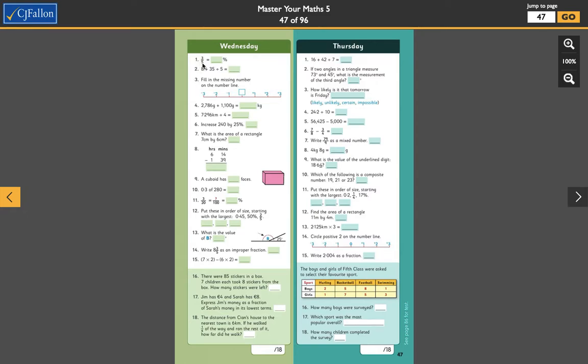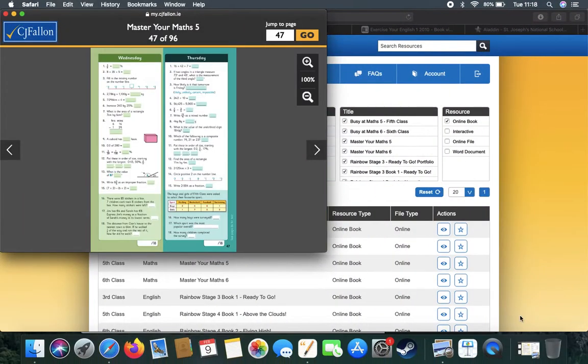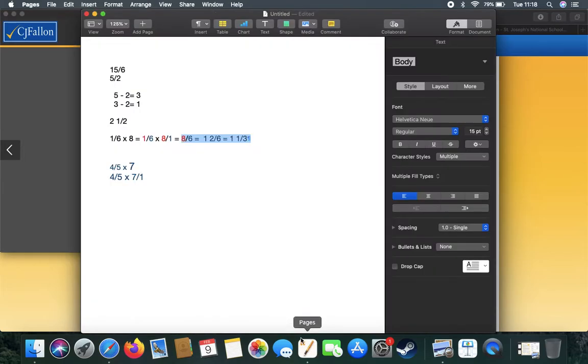For number 1, you're changing 3/5 into a percentage. To do this, you want your denominator to be 100 to easily see what the top number will be. For example, if my fraction was 2 over 4, we'll say.